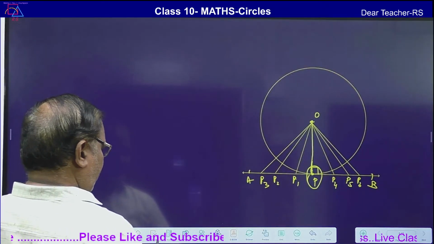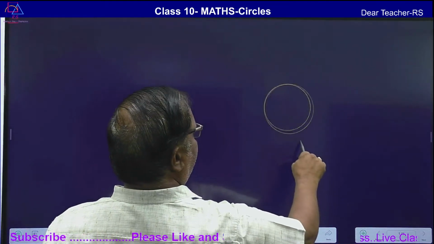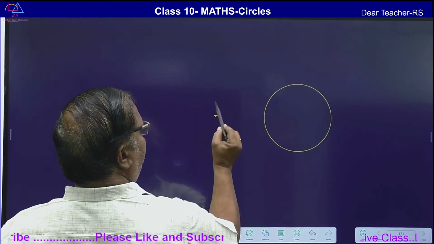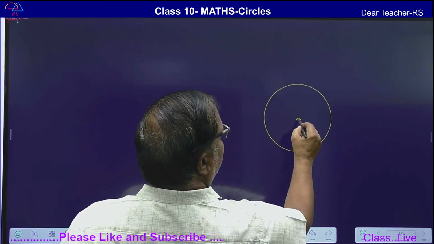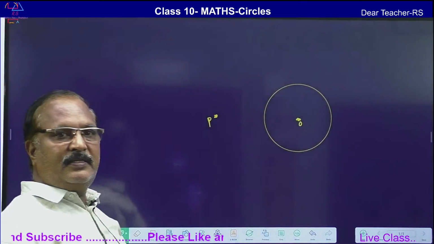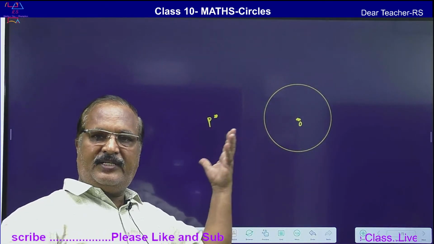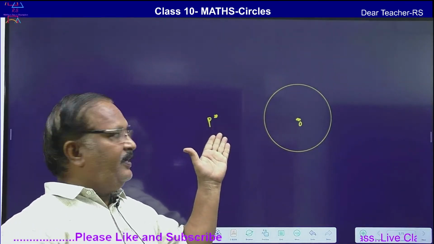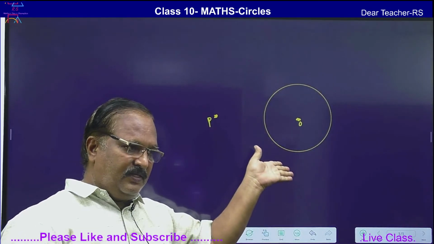For this I will clean everything and take one more circle. This is a circle, and this is a point outside. P is a point outside, and this is the center. So now I have taken a circle and an exterior point. P lying on the circle, that is the tangent, is already done.